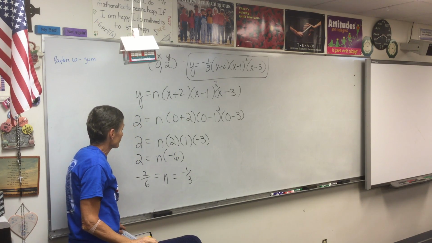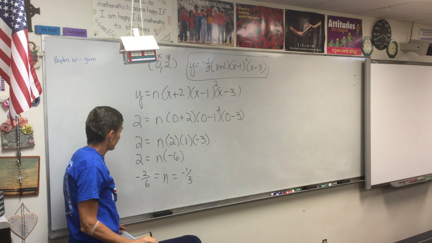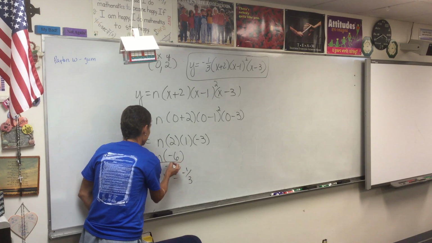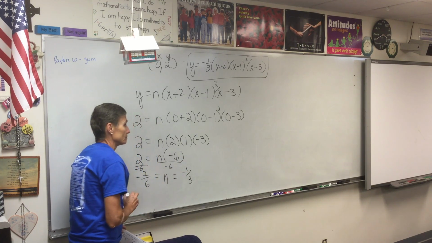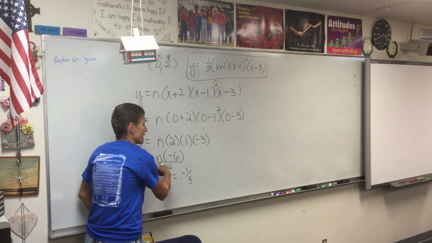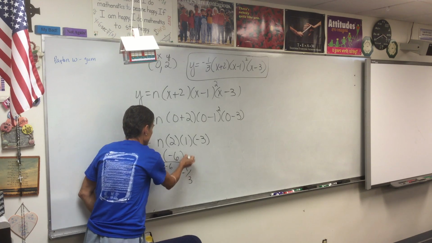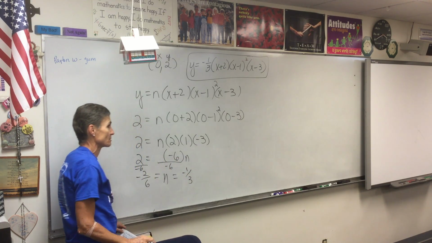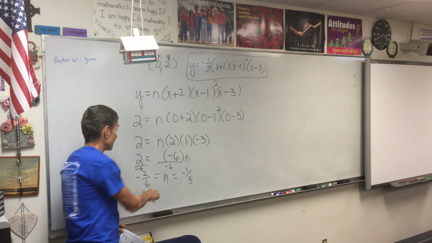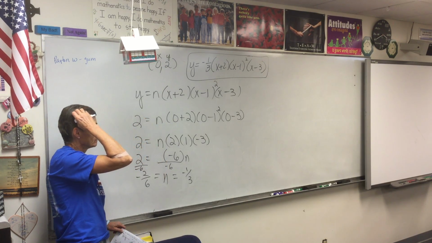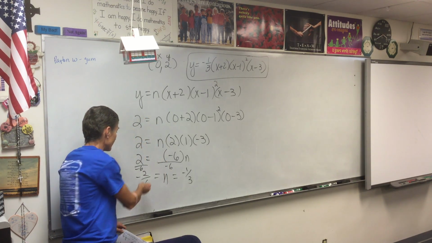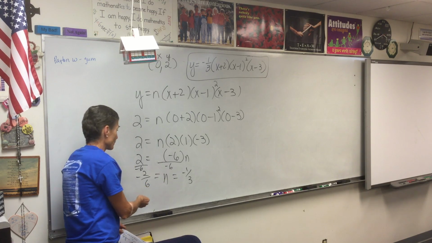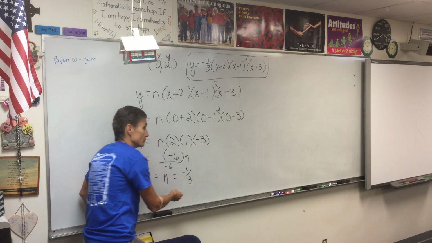How did you get from 2 equals n times negative 6? Divide both sides by negative 6. This is negative 6n. N times negative 6. To solve that, you divide both sides by negative 6 to get n by itself. Yeah, so negative 2 over 6 reduces to negative 1/3.